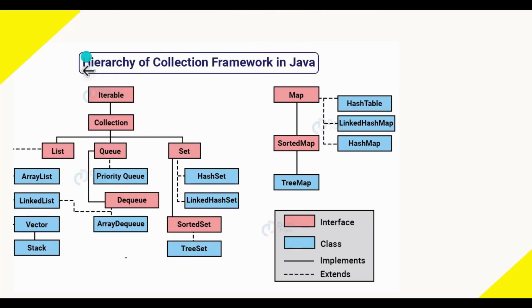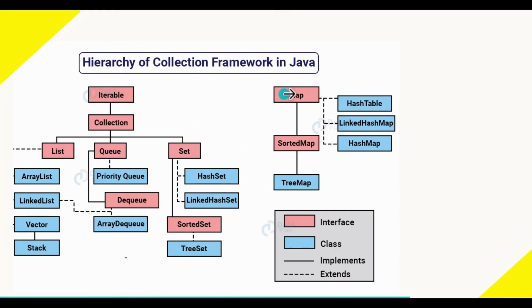So this is the hierarchy of the collection framework in Java. Iterable has three interfaces: List, Queue, and Set. List has classes like ArrayList, LinkedList, Vector, and Stack. Queue has PriorityQueue, Deque as an interface, and ArrayDeque. Next, the Set interface has classes like HashSet and LinkedHashSet. Set has a sub-interface SortedSet, and SortedSet has the class TreeSet. These are all the iterable interfaces and classes of the collection framework.